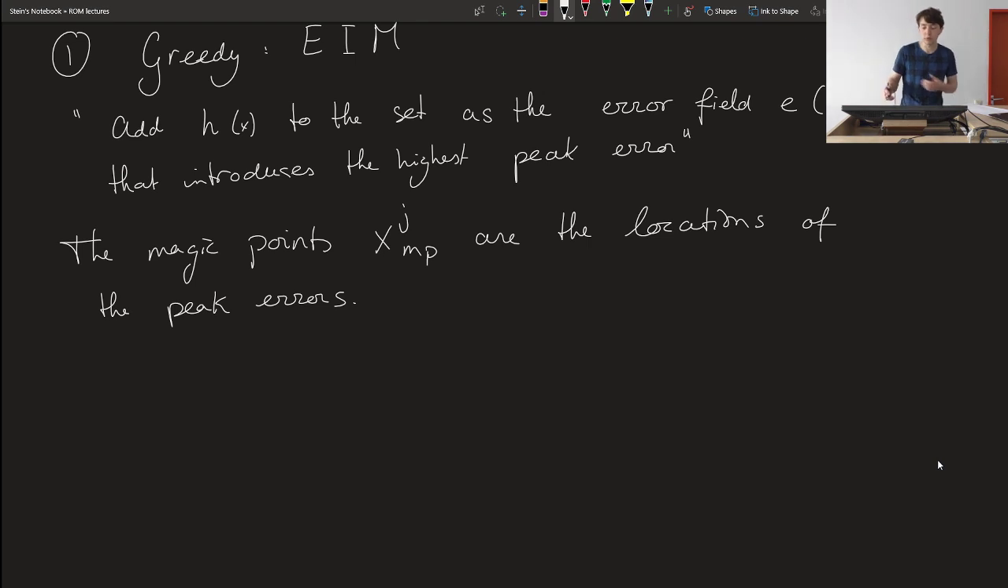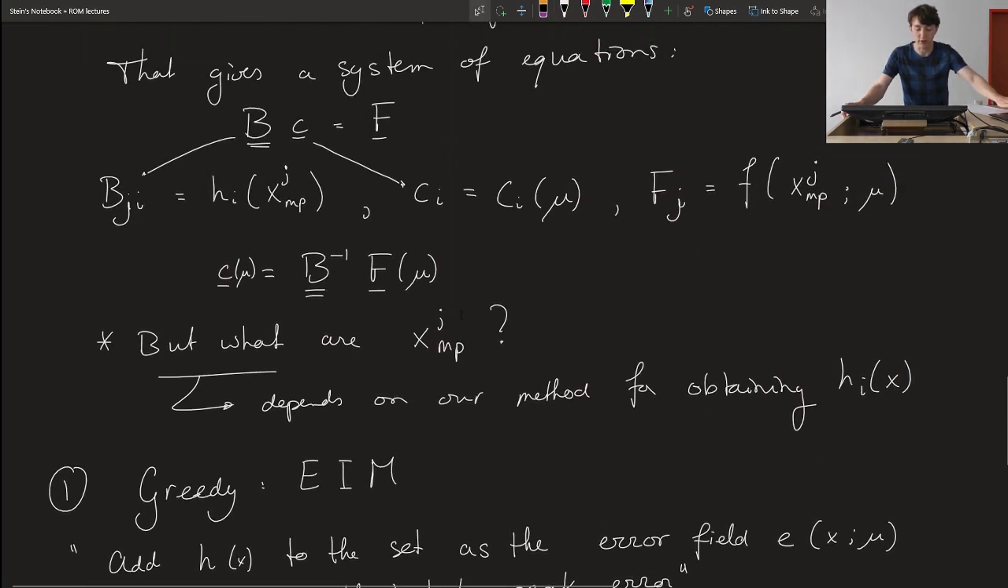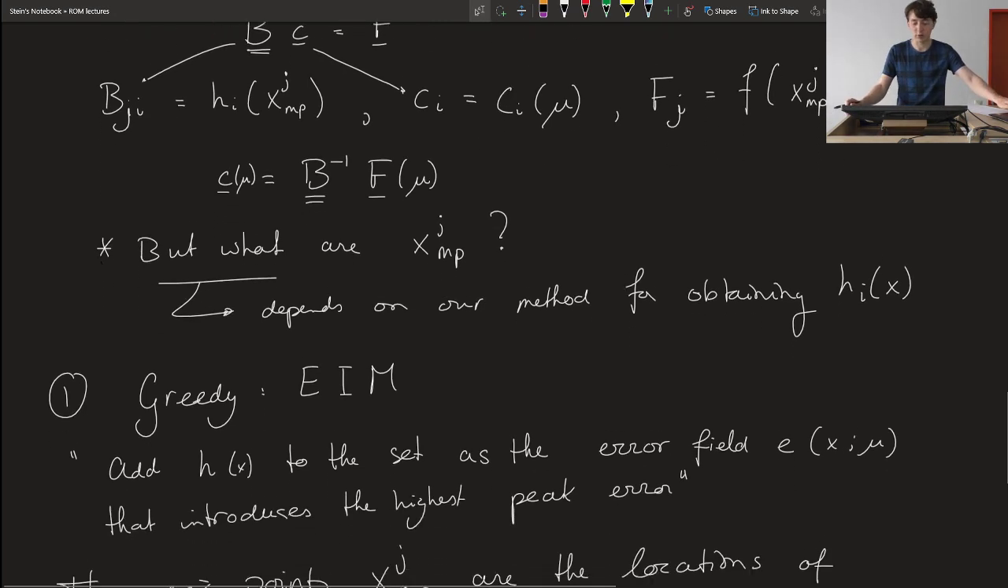Now this is a choice. It is also a pretty intuitive choice, right? We have certain error fields, and now we're going to interpolate them in such a way that at least what was priorly the worst error is set to 0. Because now we're setting our approximation equal to that function at the magic point. So where we first had our peak error, we now ensure that in every new iteration we will have a 0 error.